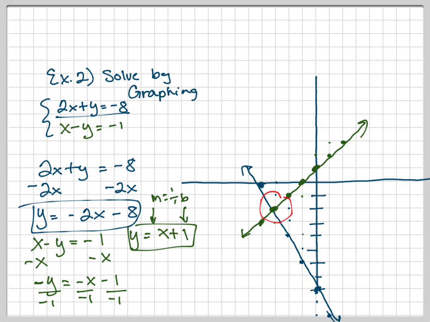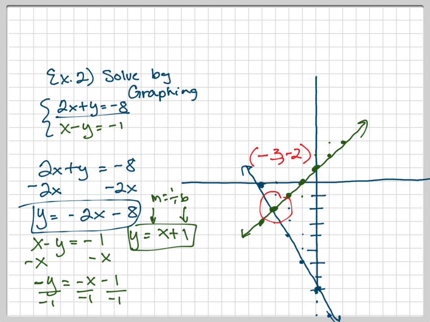Okay. Where does yours intersect? Mine is exactly at what? Where is yours? What's your solution? X first? That feels good. Negative 3 and negative 2. That's the solution that I got.